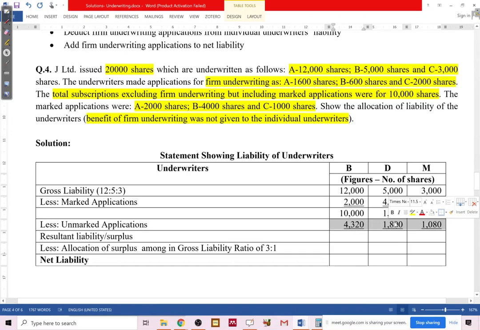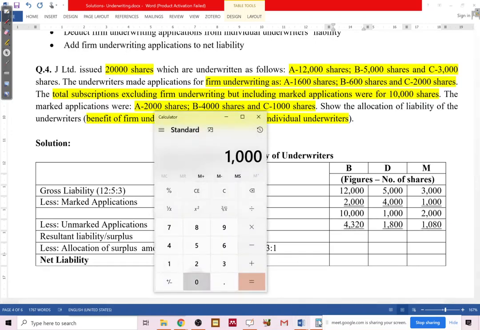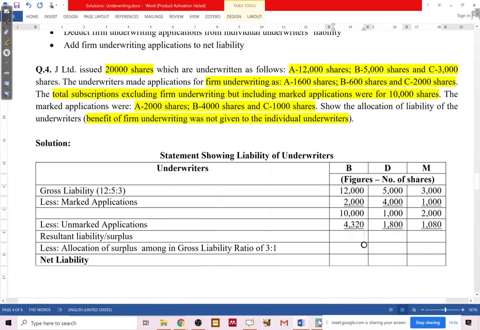So let's get the differences, how much we get in the first case. We have 10,000 minus 4,320. This is 5,680. This way we have to keep getting the differences. Now here 1,000 minus 1,800. That means a negative 800 is surplus, right? Next one, 2,000 minus 1,080. You get 920. Is this clear?